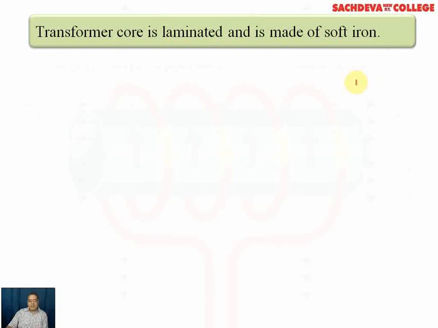The susceptibility of soft iron is high. Susceptibility is the property of a material to gain magnetism easily and also to lose magnetism easily.